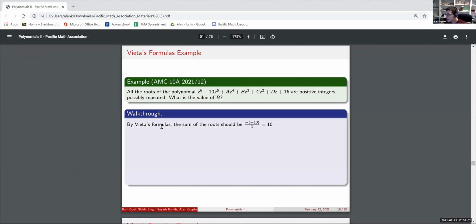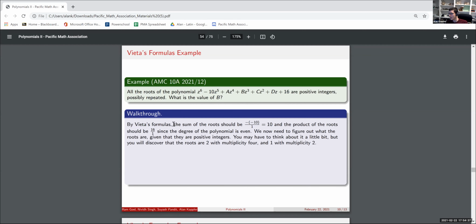Yeah. So by Vieta's formulas, we can find that the sum of the roots is the negation of -10/1, which is 10, and the product of the roots is 16/1, or 16. So actually the first step in this problem is to try to find some roots that satisfy this. Turns out the best way to do this is probably through trial and error.